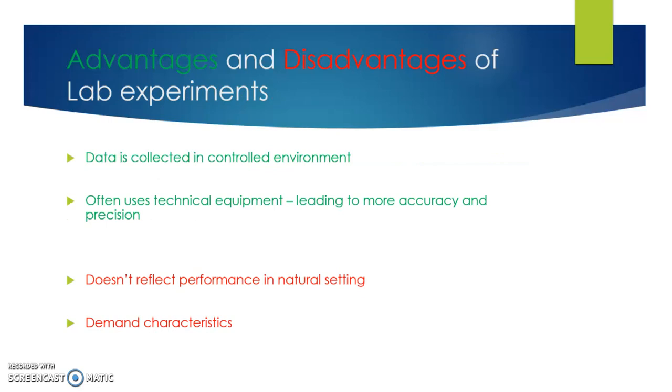So advantages of lab experiments include data collection being in a more controlled environment, and also the fact that you would usually use more technical equipment, which therefore makes the data more accurate and precise. However, disadvantages are that the data you collect won't necessarily reflect performance in a natural setting, because you have removed those extraneous variables that would be present in the natural setting. And also there's a risk of demand characteristics due to the participants knowing that they are part of an experiment.